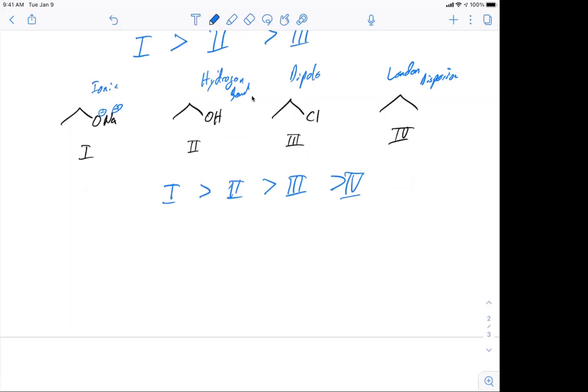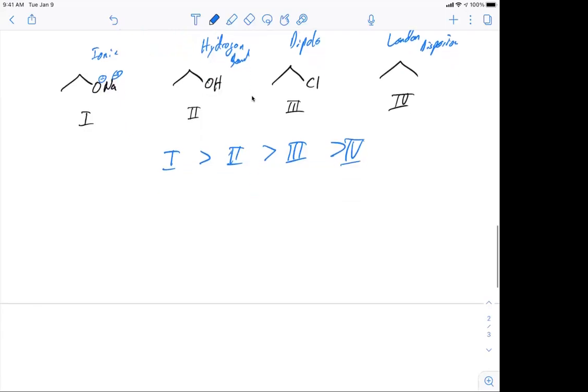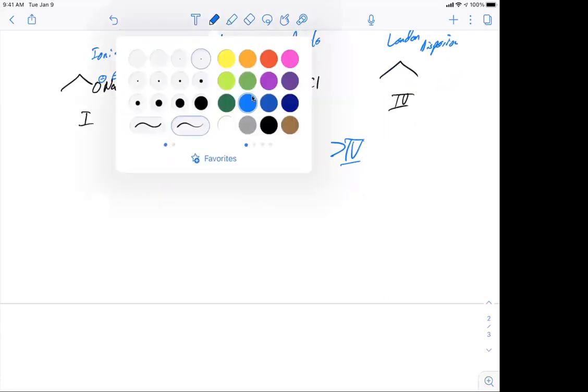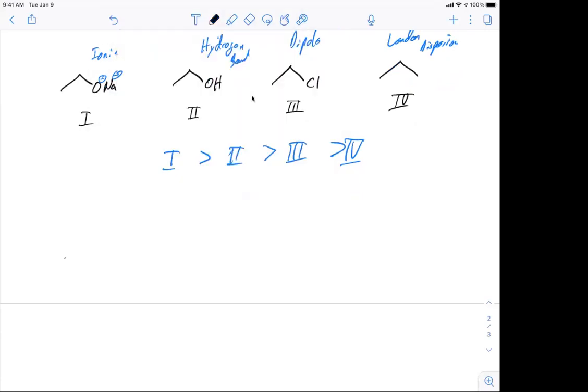Okay. Let's try one more of these. Well, I think we can move on. Any questions about boiling points?